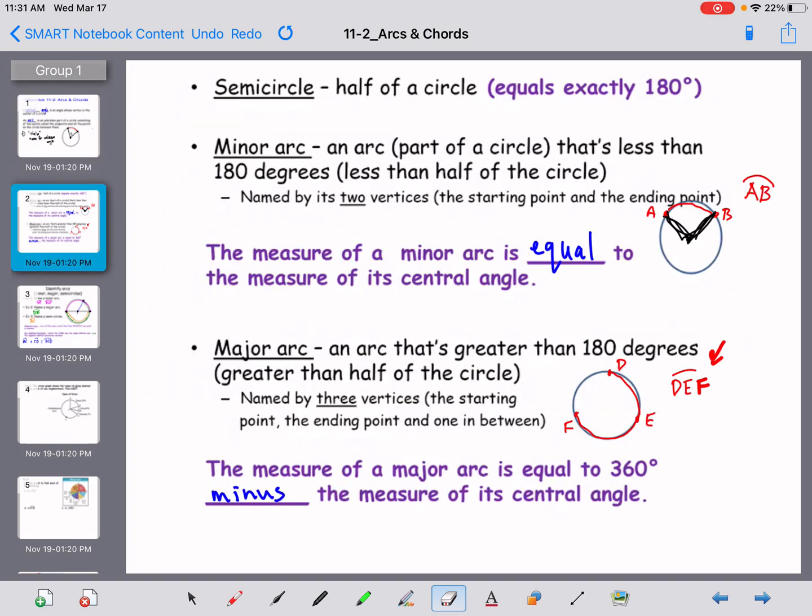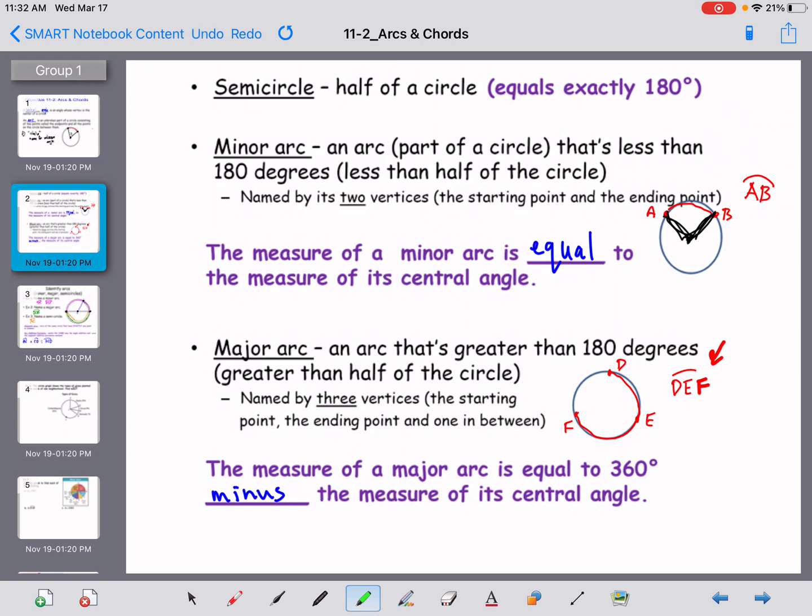All right, so we have some different ways that we can talk about the arcs of a circle. If we have a semicircle, that's going to be half of a circle, and that's going to always equal 180 degrees. We can have a minor arc. That's part of a circle that's less than 180 degrees, so it's less than half of a circle. We name it by its 2 vertices, a starting point and an ending point. So in the diagram over here on our right, we can see arc AB, and we can see that that's a minor arc because it's obviously less than half of the circle.